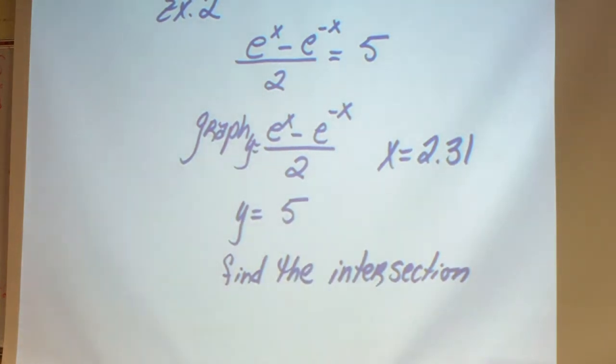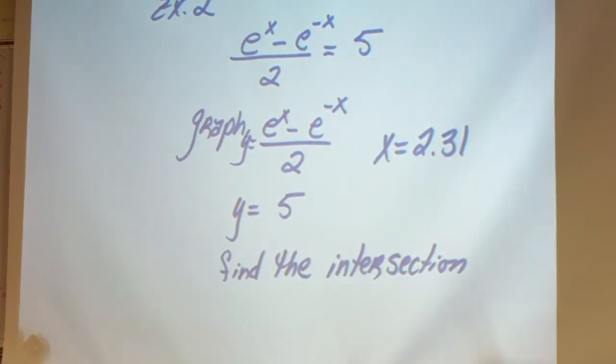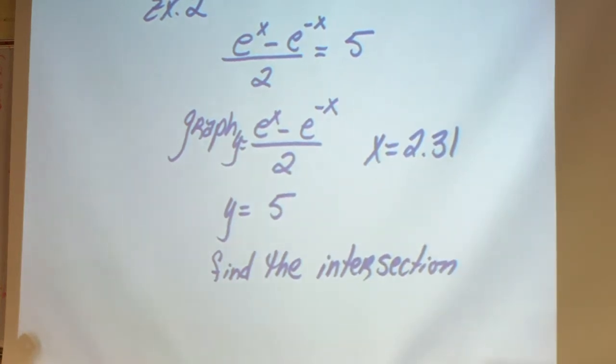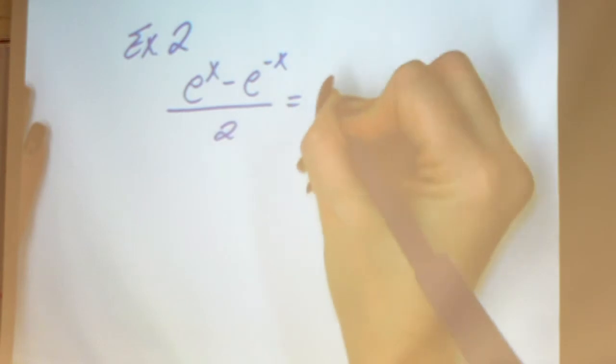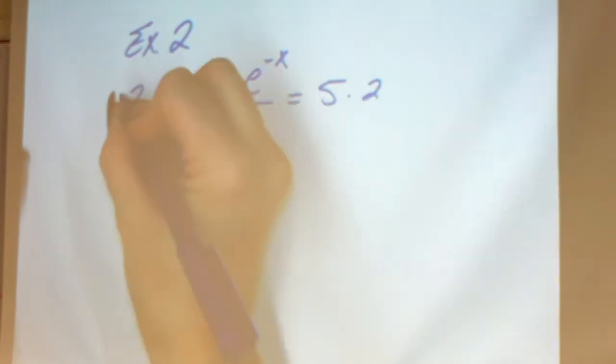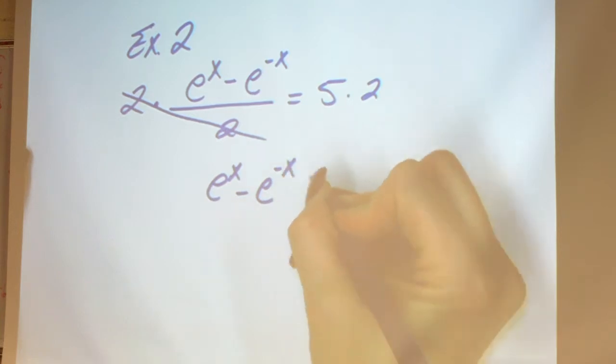Now, we could do this equation algebraically as well. So let's go through the steps in finding the answer algebraically. Example 2. Same equation, e raised to the x, subtract e raised to the negative x over 2 equals 5. So first step would be to multiply both sides by 2. 2's cancel out, and I get e raised to the x, subtract e raised to the negative x equals 10.